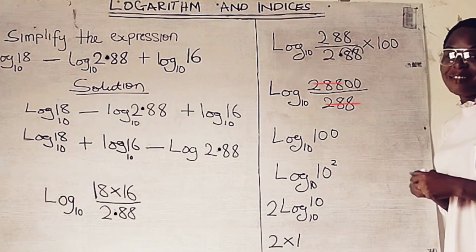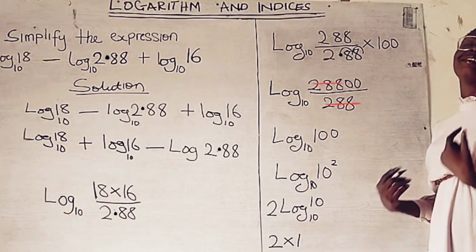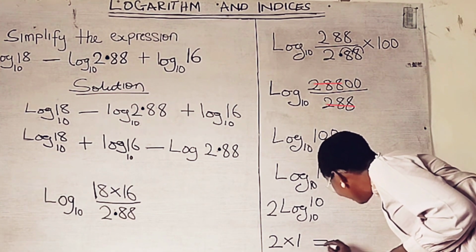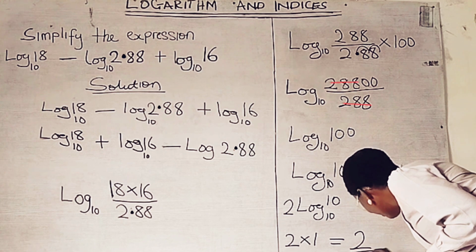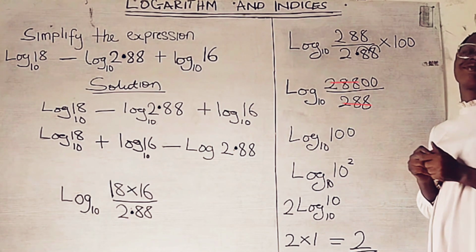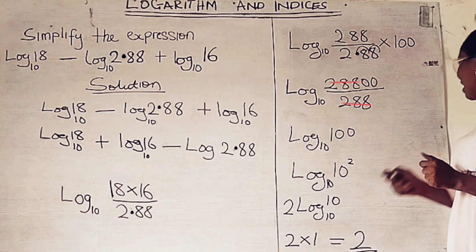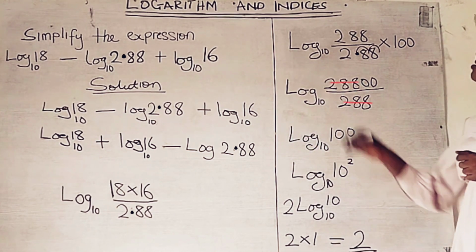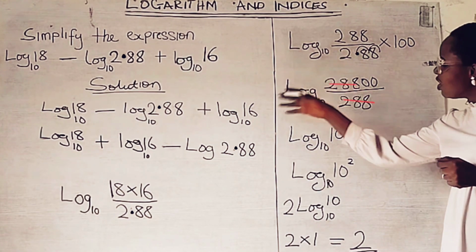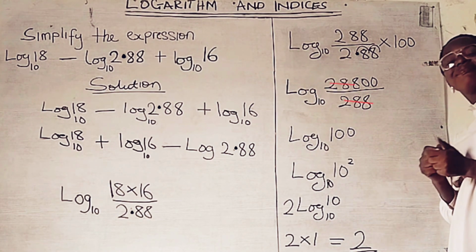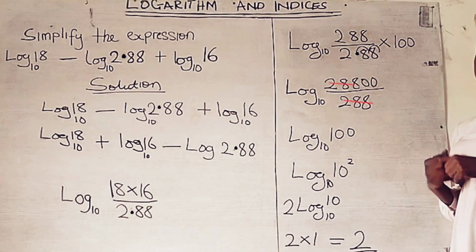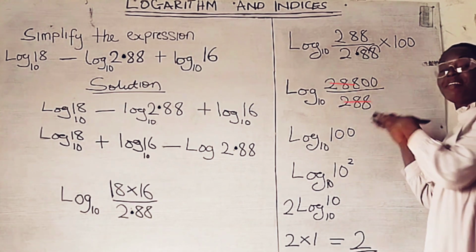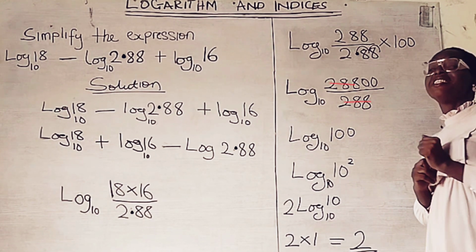And simple mathematics made us know that 2 times 1 is what? It is 2. So I write, final answer is equal to 2. Our answer is 2. So the answer to this question is 2. The simplification of this expression is 2. I hope you understand. It's quite funny mathematics indeed. Thank you for watching.